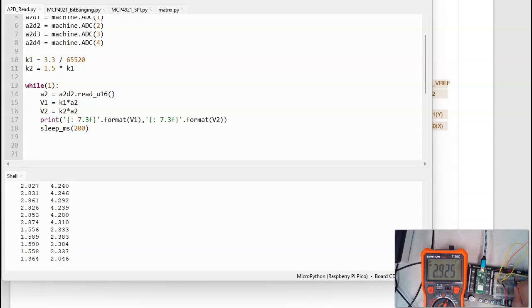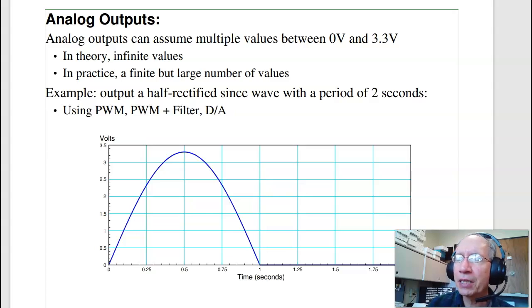So I turn the pot. I can change it to 1.98 volts. Reading is 1.95. 0.51 volts. Yeah, basically the same. Got a bad connection here. 1.06. And at the other extreme, 3.77. Okay, so I can read voltage. So that's kind of half of the equation, reading analog inputs.